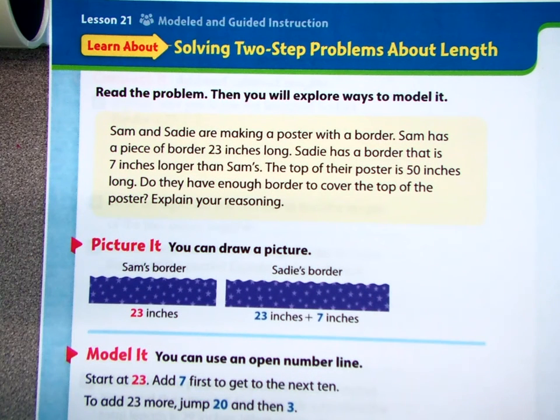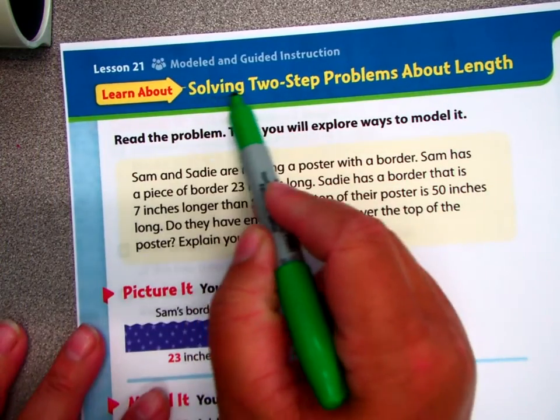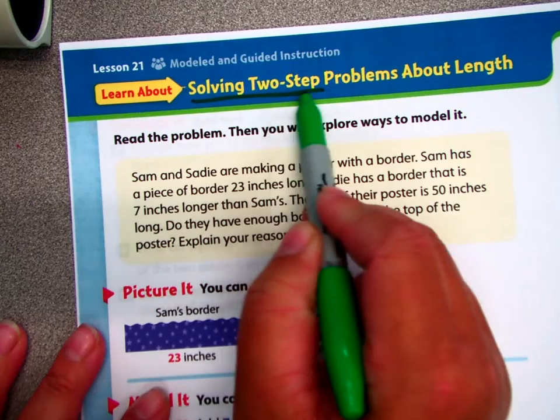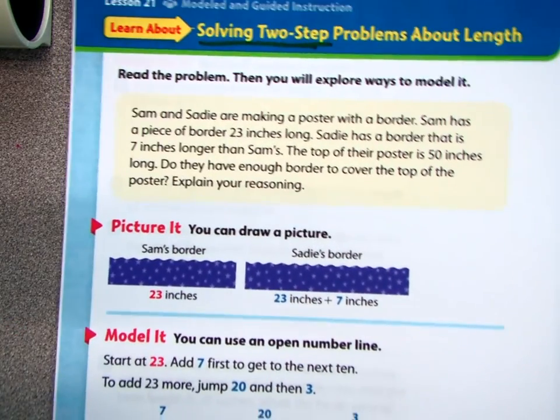Solving two-step word problems about length. Okay, so this is important right here. Two steps. That means we're going to have to do two things to solve the problem.